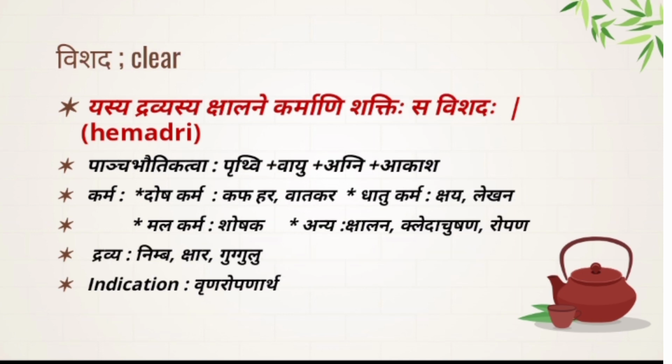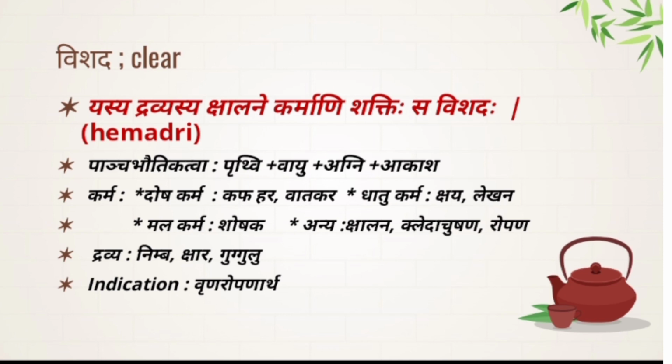Next is the vishada, the clear. Yasya dravyasya kshalane karmani shaktihi sa vishadaha. The property which clears anything obstructed in the body is nothing but the vishada guna. So it is panchabhautikatva, prithvi, vayu, agni and akasha mahabhuta. And karma, dosha karma is kaphahara, vatakara, dhatu karma is kshaya and lekhana. Mala karma is mala shoshaka.